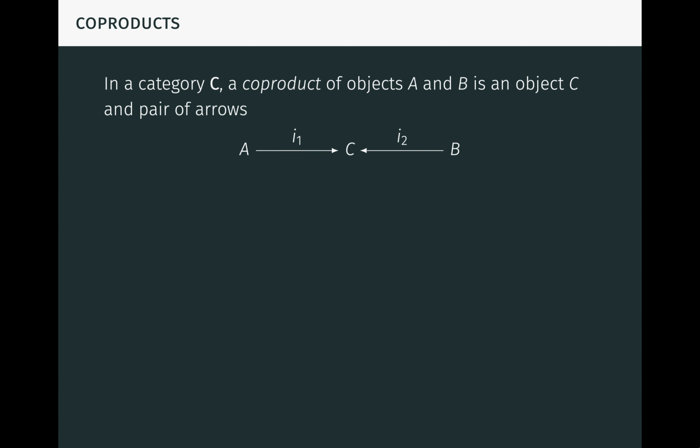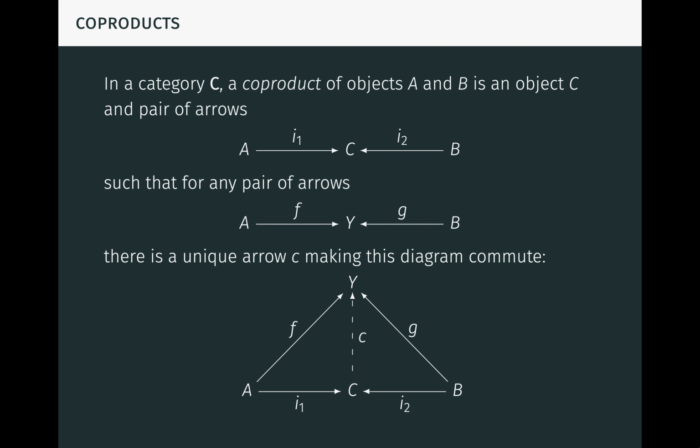In a category C, a coproduct of two objects A and B is an object C and a pair of arrows I1 and I2 from A and B into C, such that for any pair of arrows F and G from A and B into an object Y, there is a unique arrow C from C into Y, making this diagram commute. The concept of a coproduct is just as important as that of a product. As examples, it's instructive to work out what the coproduct of two sets is, and what the coproduct of two logical propositions is. I encourage you to do so.